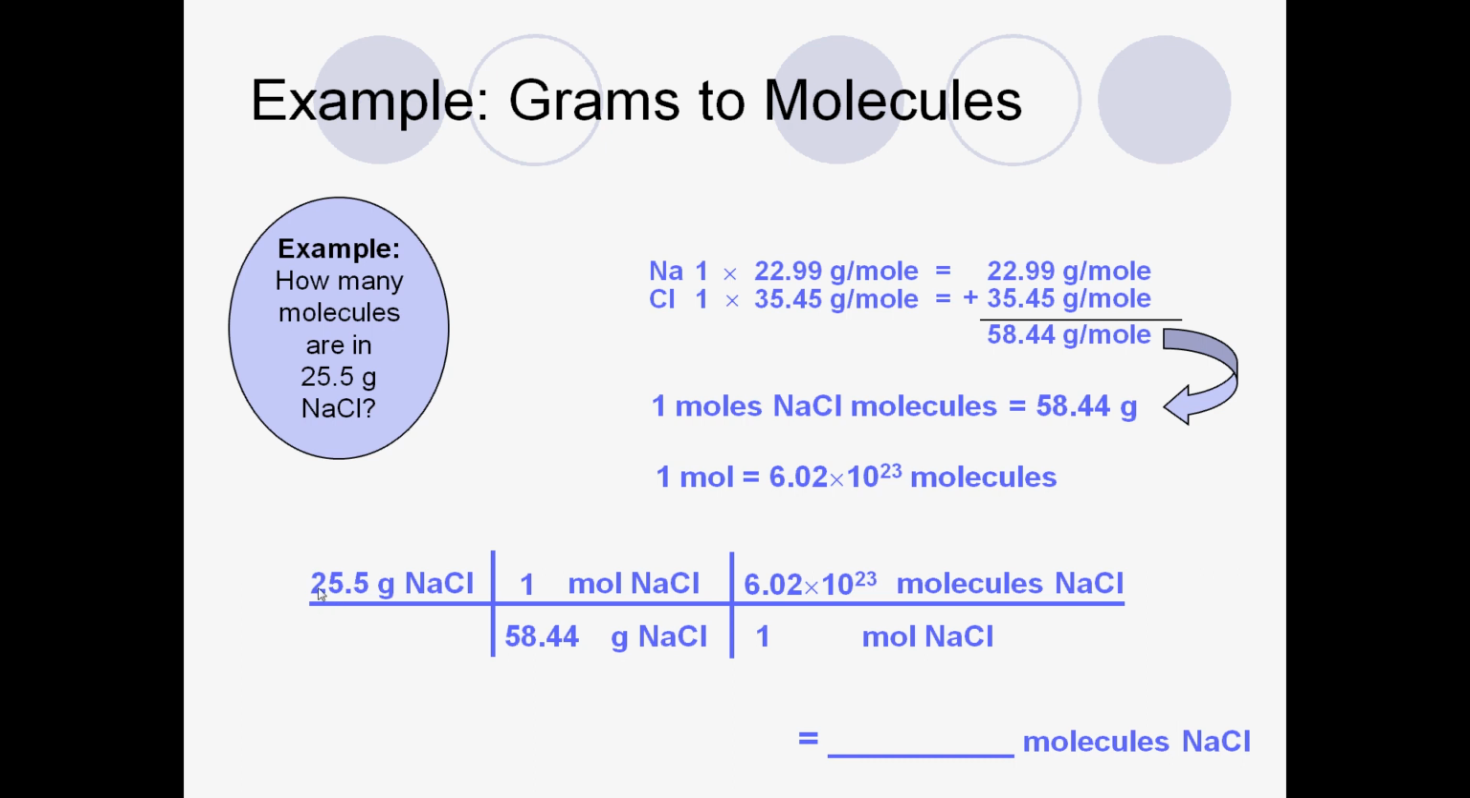So to work through this, we would take into our calculator 25.5, multiply that times 1, and then multiply that times 6.02, caret key 23, and hit our equal sign. And then we're going to have to divide by 58.44 because that's on the bottom. If we divide by 1, it's not going to change anything. You can see here all of our labels canceled, and so we would end up with an answer of 2.63 times 10 to the 23rd. 3 significant figures here, 4 here, and 3 here, so we get 3 in our answer.